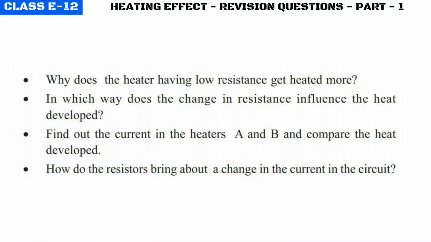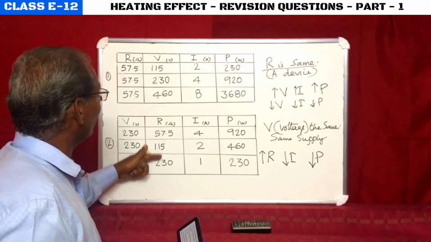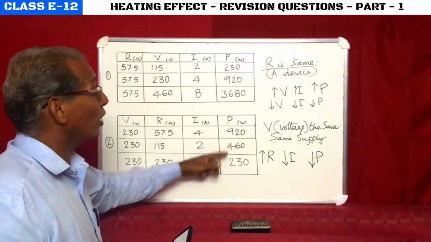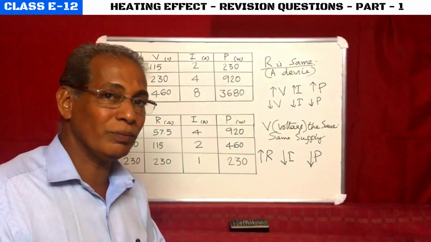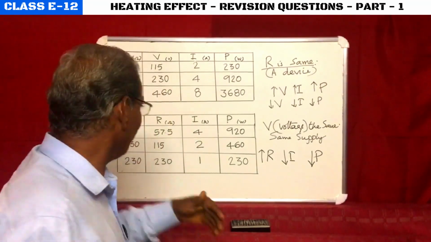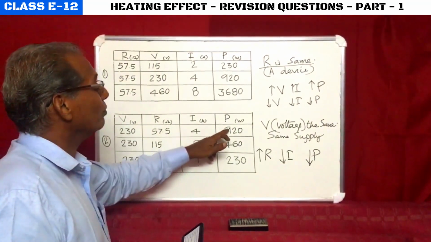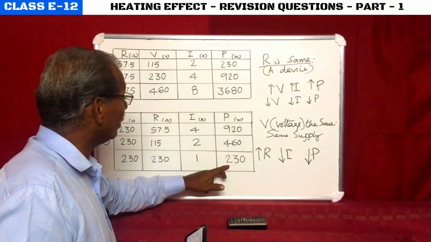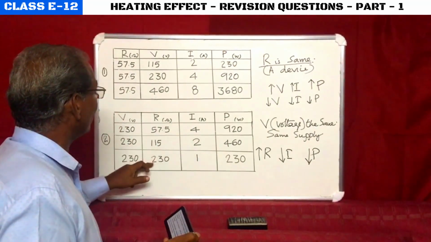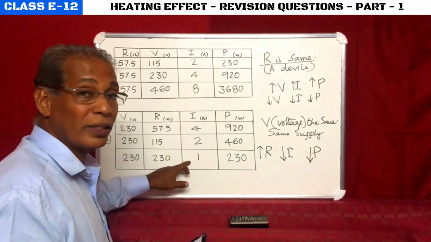Now next question. In which way does the change in resistance influence the heat developed? Yes, the change in resistance influences heat developed. Can't you answer? Try. What is happening here? If resistance is increasing, heat energy is decreasing, because if resistance is increasing, current is decreasing.